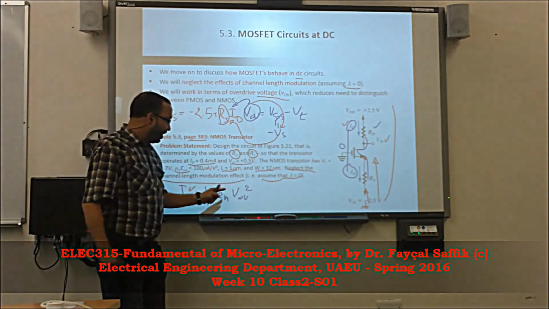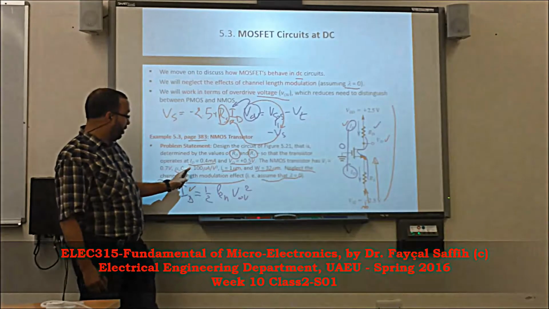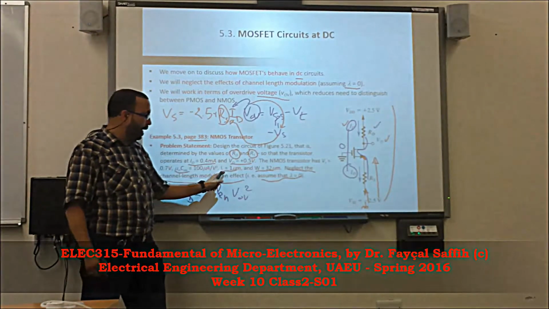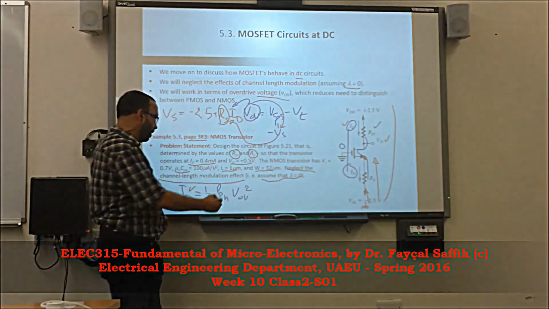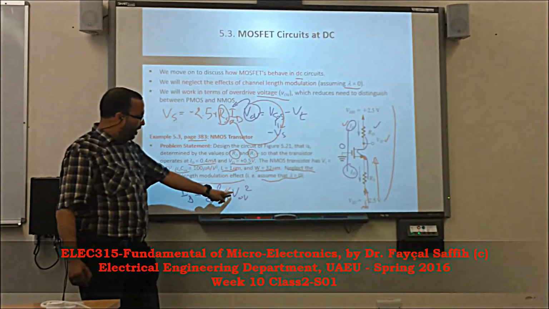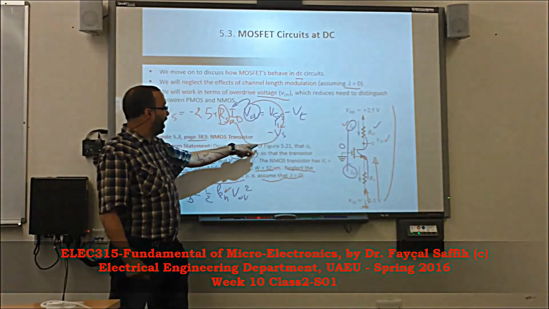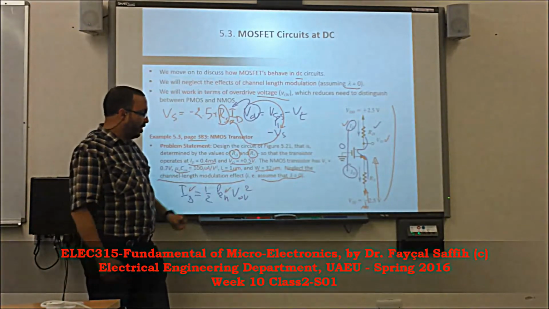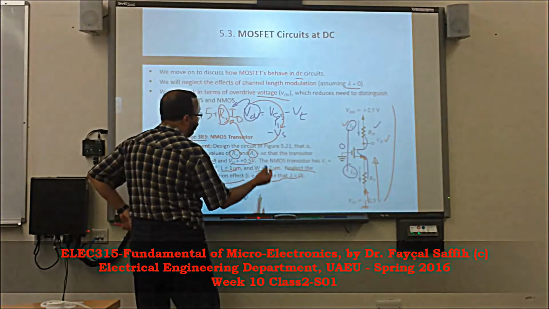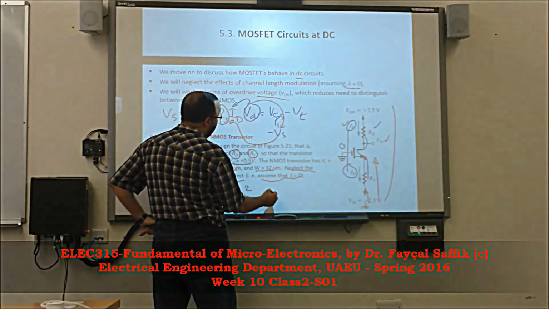Okay? Alright, Kn we have it. We just have this multiplied by W over L. That's it. So this is also given. Now we establish the equation between the overdrive and RS. So V overdrive is equal to what? Let's do it here.